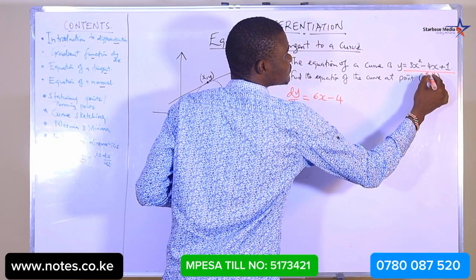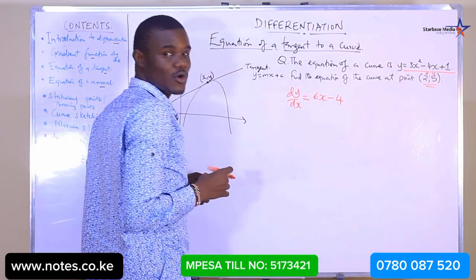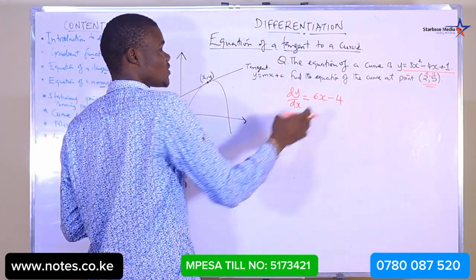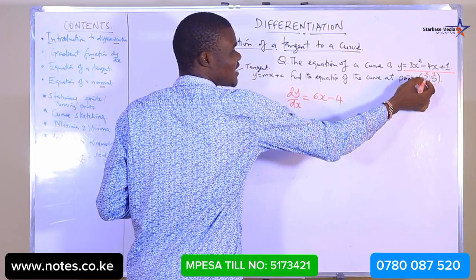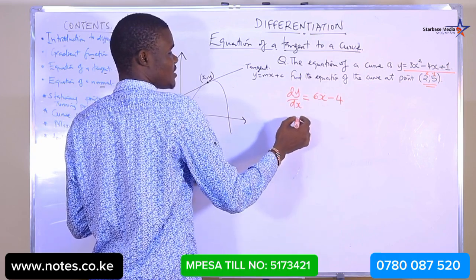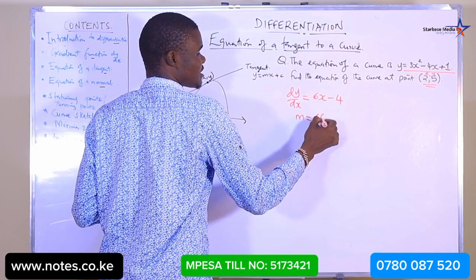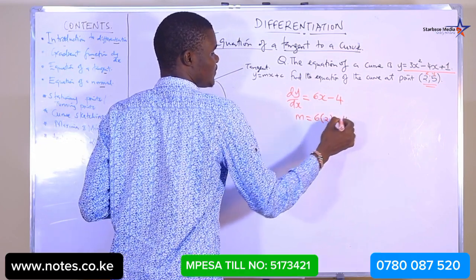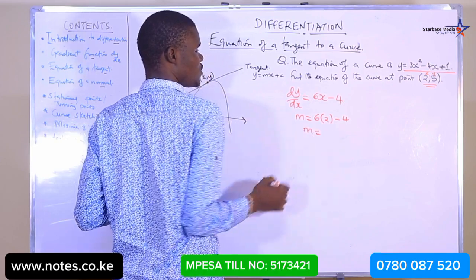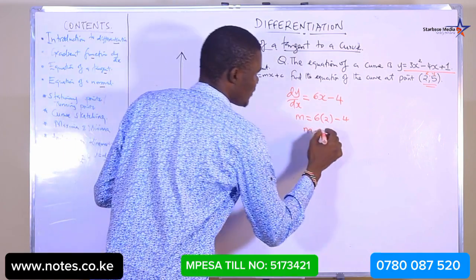So for us to get the gradient, we are going to replace the value of x here. Remember, points are given in the form of x comma y on the Cartesian plane. So we are going to get the gradient at this point when x is 2. Our gradient will be 6 into 2 minus 4. What do you get? That is 12 minus 4, that is 8.